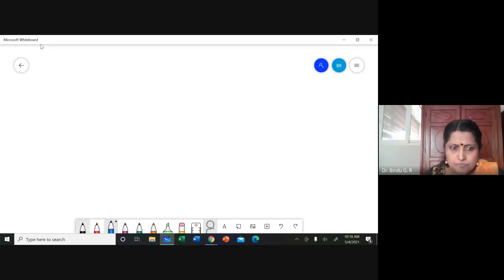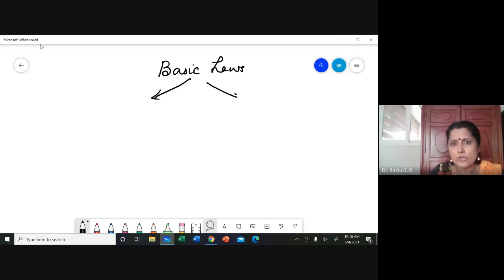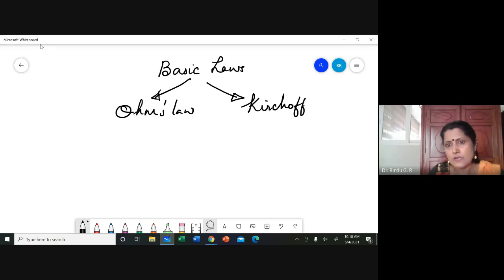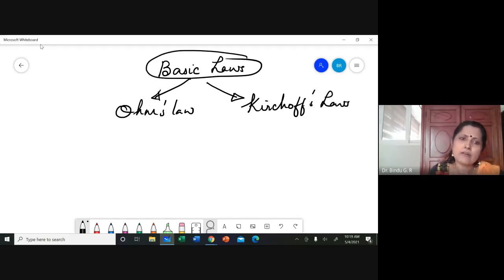What is that? In electrical engineering, if you ask me which are the two laws which govern the entire electrical engineering subjects, the basic or fundamental laws, they can be taken as two laws. One is the very famous Ohm's law, and the other is Kirchhoff's laws. So basic laws: one which you will learn as Ohm's law, the other is Kirchhoff's law.